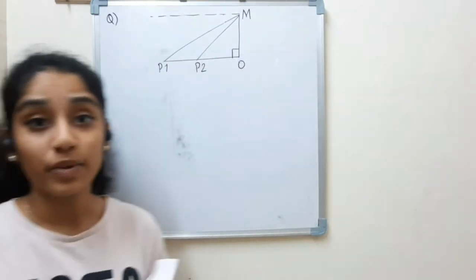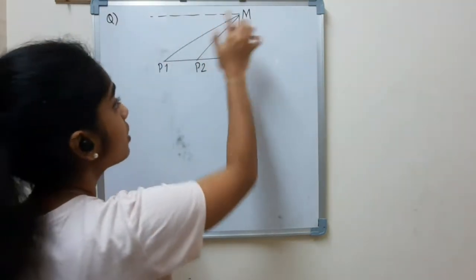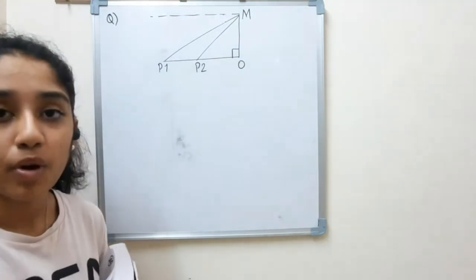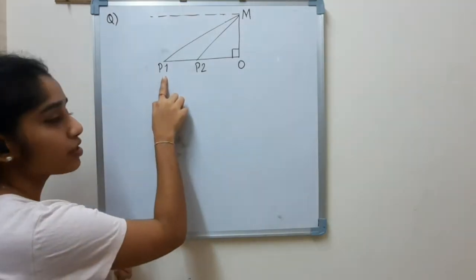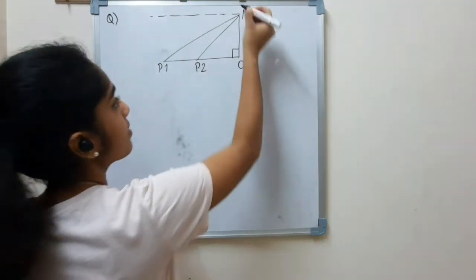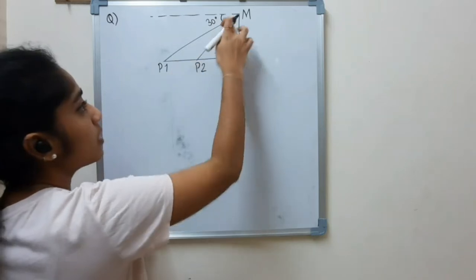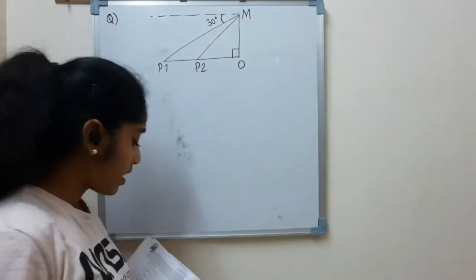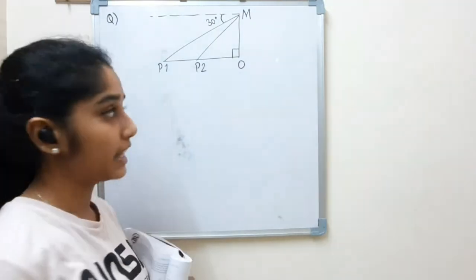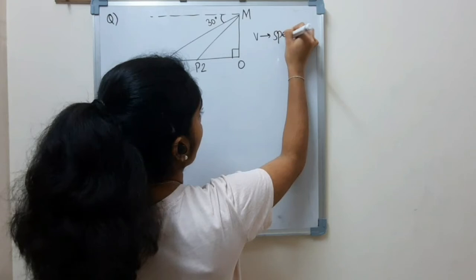In this question, we have a man who's standing on a cliff, as you can see here, and he's observing a boat at an angle of depression 30 degrees. Let's say this is position 1 of the boat, and this will be your angle of depression. This is the line of sight at first, and the boat is moving with a uniform speed. Let's take the speed of the boat to be v.